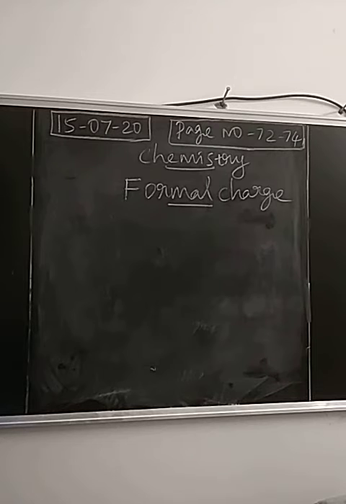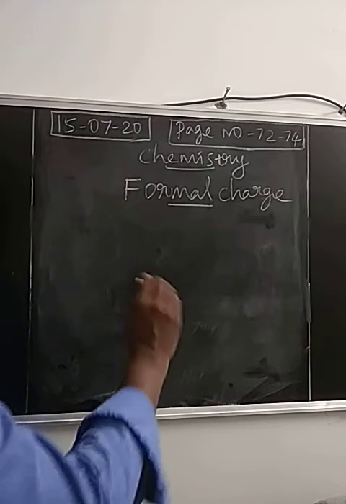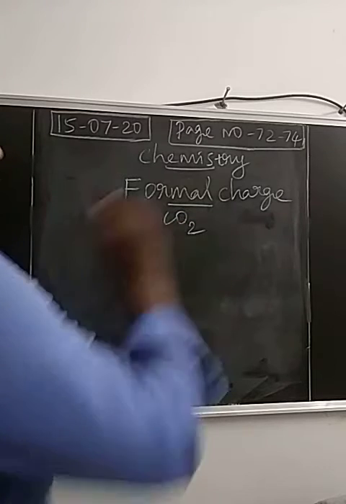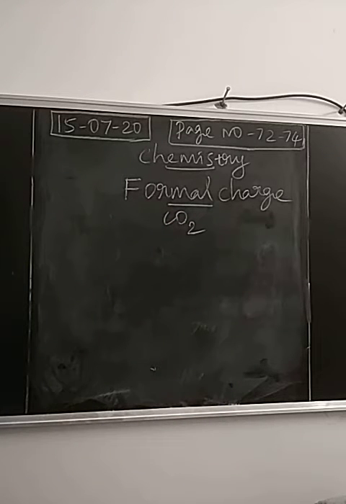So last class we discussed Lewis dot structure. After drawing the Lewis dot structure, we are going to calculate formal charge. So first we take carbon dioxide as an example, right? For the molecule carbon dioxide, we may draw the Lewis dot structure.